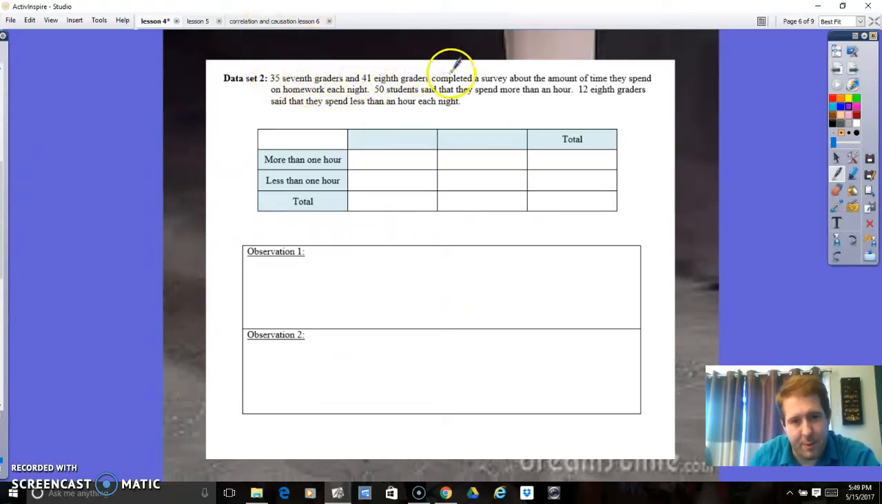35 7th graders and 41 8th graders completed a survey about the amount of time that they spent on homework. So it looks like our 2 categories are going to be 7th graders and 8th graders. And there's 35 here, and there's 41 here, which means there's a grand total of 76 people surveyed. 50 students said that they spend more than 1 hour on homework. So that would be right here. So that's 50. And 50 plus 26 makes 76. So there's my total there.